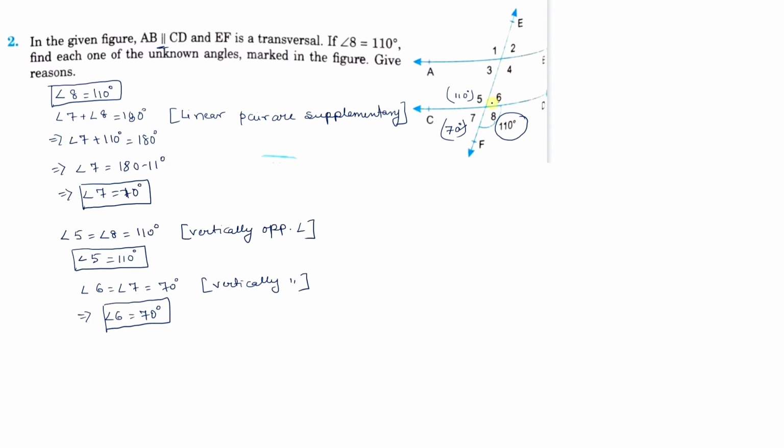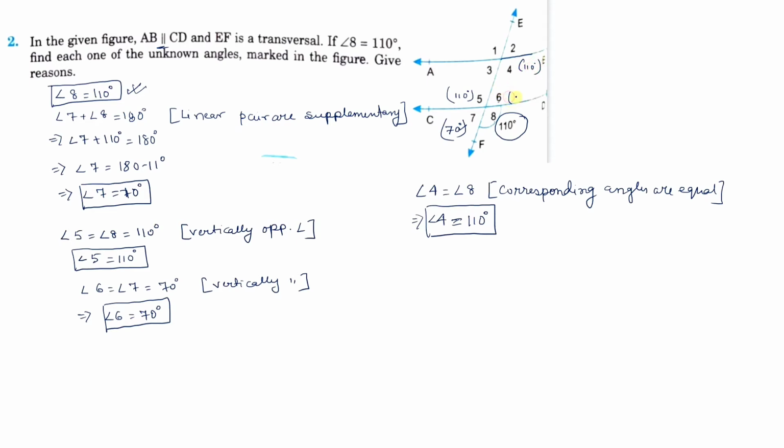Look at this. Angle 4 is below this line and angle 8 is also below this line. So they are corresponding angles. So angle 4 is equal to angle 8. The reason will be corresponding angles are equal. So the value of angle 4 will be equal to angle 8, and you know that angle 8 is what? 110 degree. So angle 4 is 110 degree. So we have got this value 110 degree and angle 6 as 70 degree.